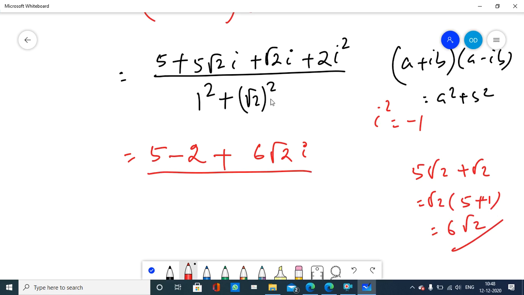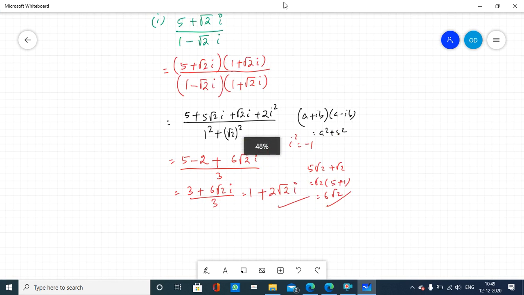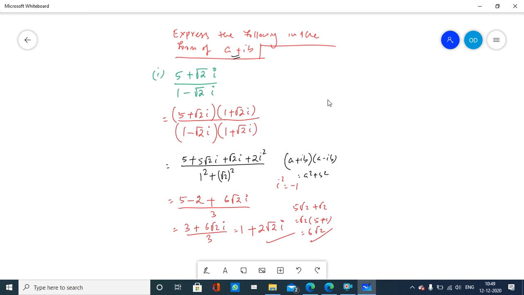Divided by 1 square is 1, root 2 square is 2, 2 plus 1 is 3. Well, what is this? This is 3 plus 6 root 2i divided by 3. That means 3 divided by 3, which is 1, plus 6 root 2 divided by 3, 2 root 2i. See, now it is in standard form or not? Done?